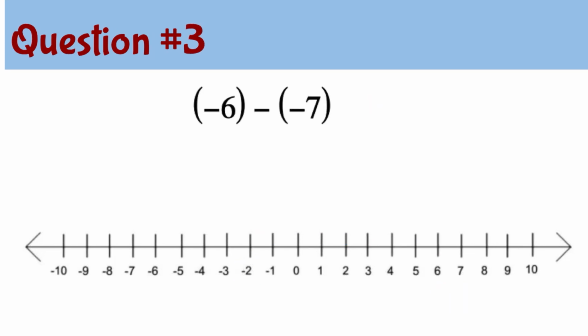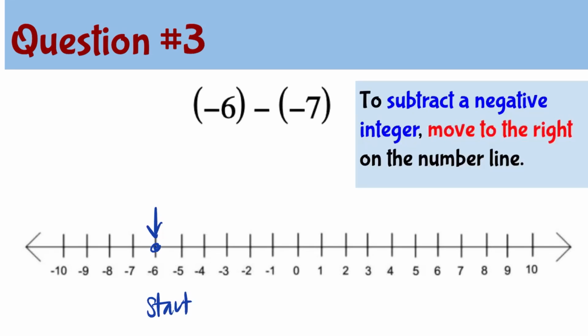Question number 3. -6 minus -7. For question number 3, our starting point is -6. And here, from the -6, we need to subtract a -7. If we're subtracting a negative integer, we need to move to the right side on the number line. The reason for that is if you have minus -7, it's the same thing as adding 7. And we learned in the previous lesson on adding integers that if you're adding a positive, you're moving to the right side of the number line.